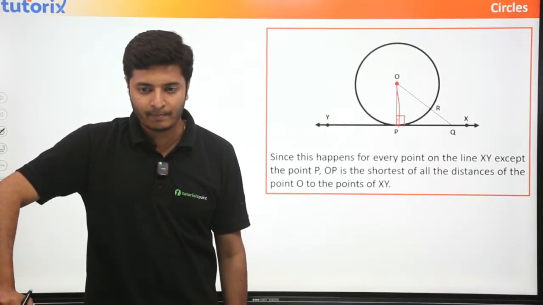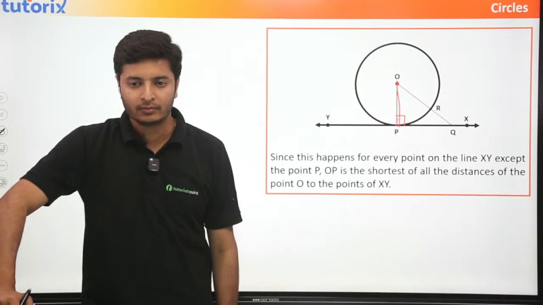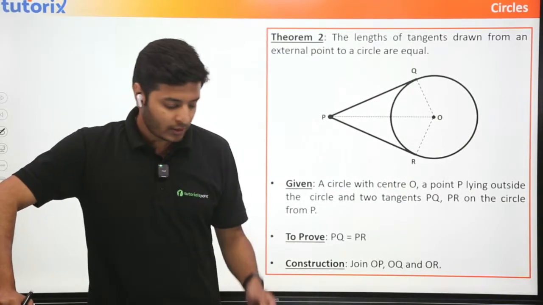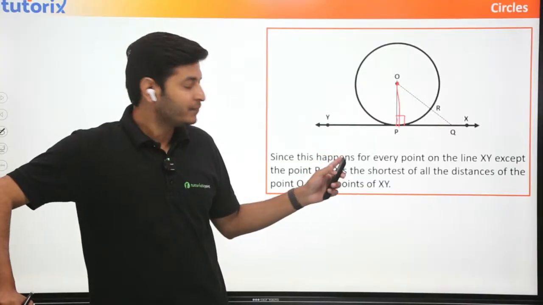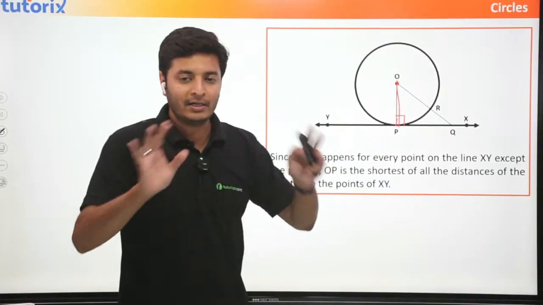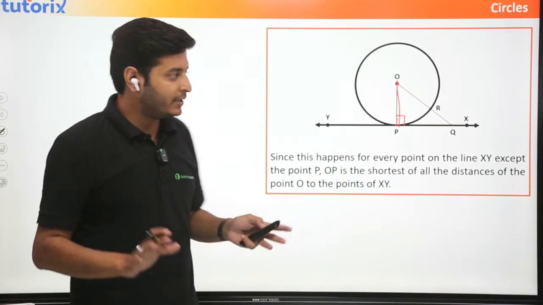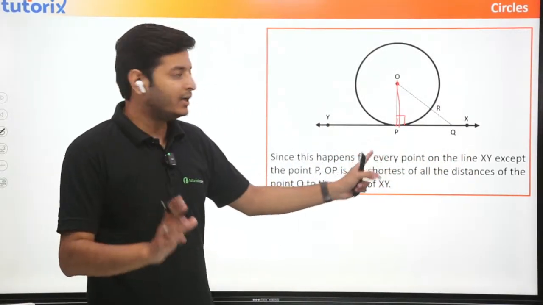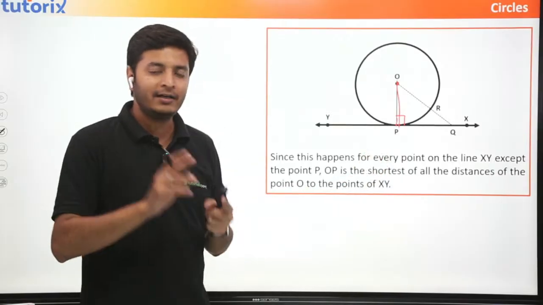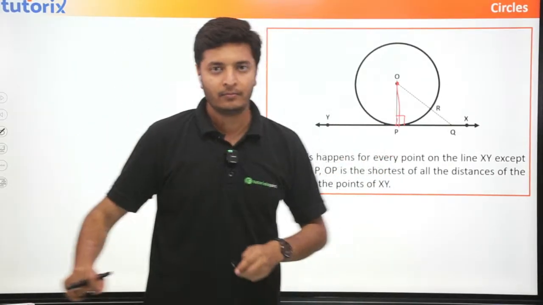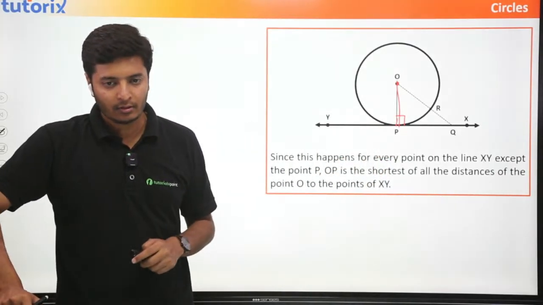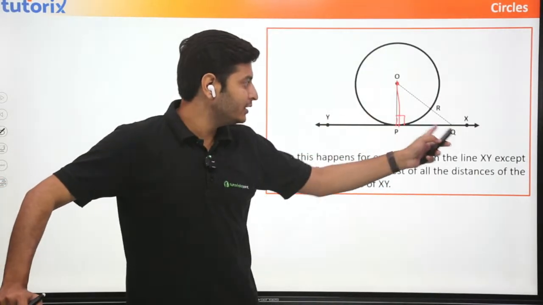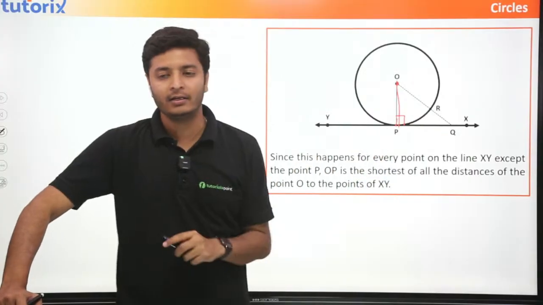Correct? Understood? Now, theorem number 2. As I told you, this theorem number 1, you are going to apply this concept in many places in this chapter. So please do remember this. This is very easy. Any tangent is gonna make a 90-degree angle with the radius when joined with the point of contact. So this point of contact when joined with the center, this radius and the tangent are always at 90-degree angles.